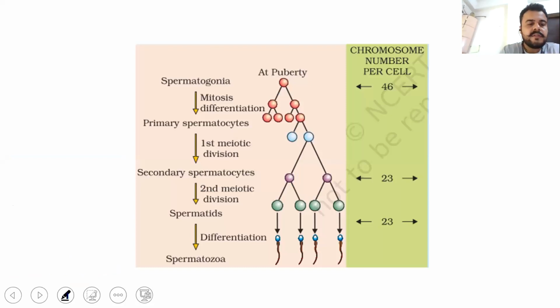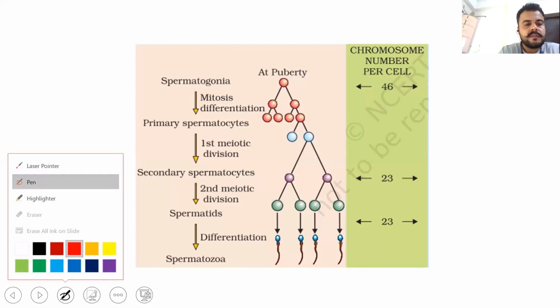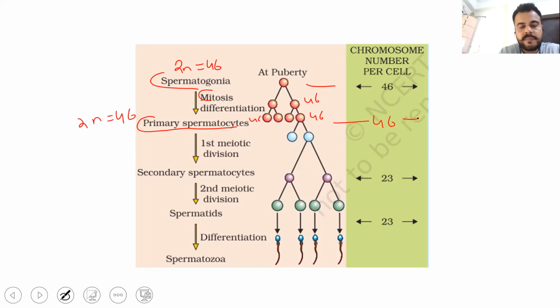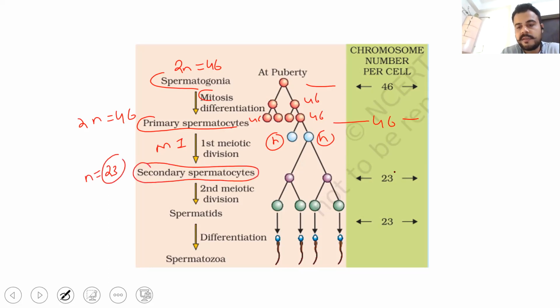Now what we talked about is, over here, let's say this is spermatogonia, so it is 2n, as you can see, 2n equals 46. Now there is mitosis, so you know in mitosis there will be two same cells. This is 46, this is also 46, which are primary spermatocytes, so they are also 46. Then there is first meiosis, M1, so these are n. Meiosis produces reduction of the chromosomes. The first division is reduction, so the secondary spermatocytes will be n equal to 23, as you can see.